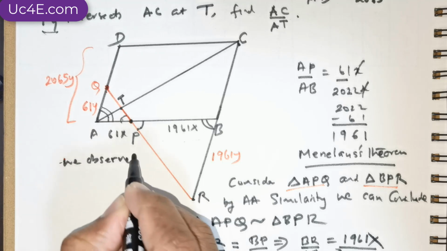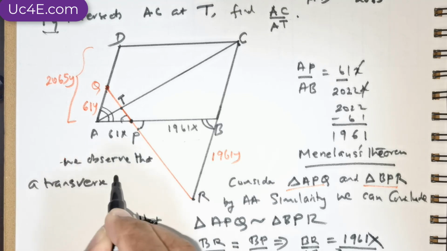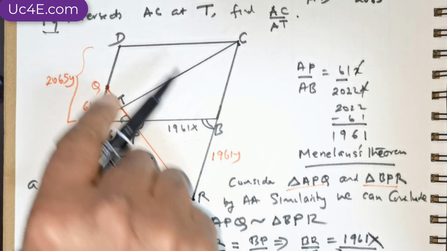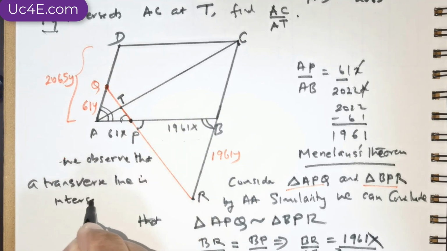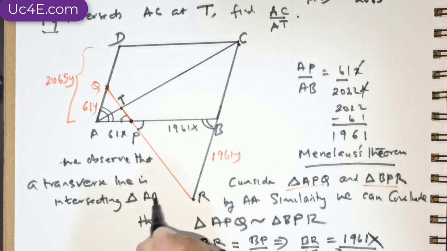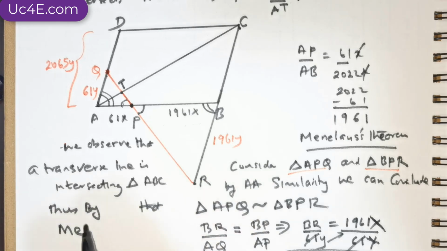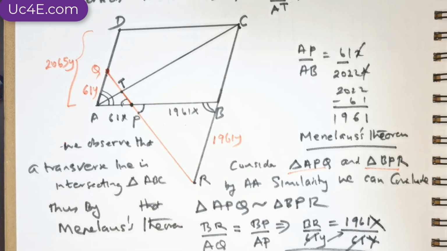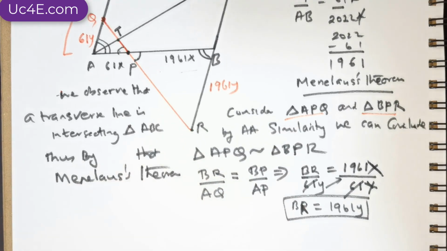We observe that the transverse line, when I'm talking about the transverse line, we are talking about QP, is intersecting the triangle ABC. Applying thus Menelaus' theorem, we can actually state the following equation.